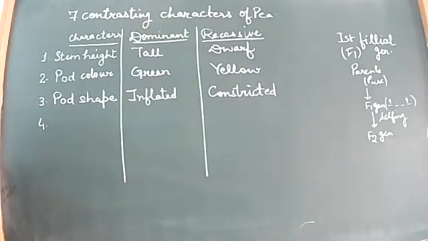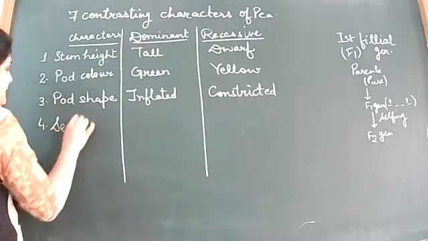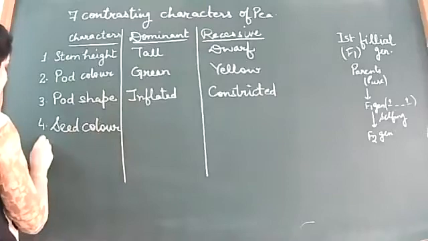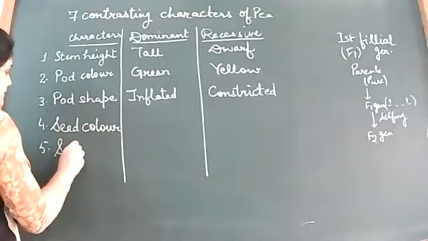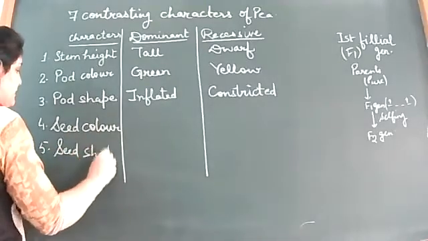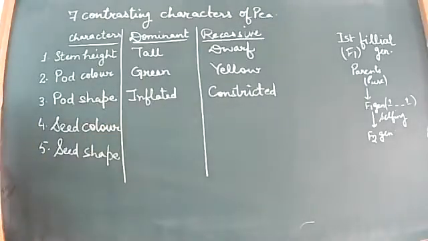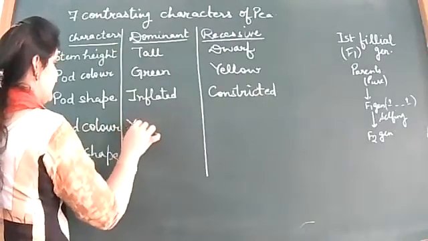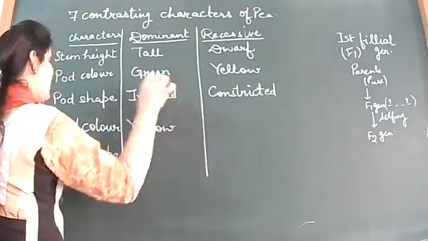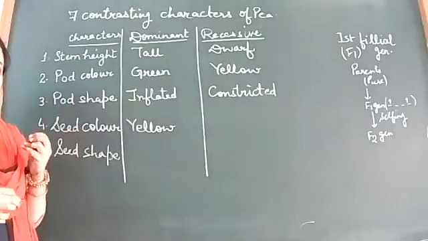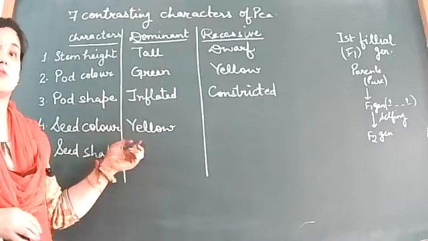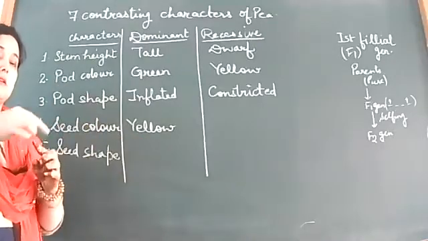Similarly, there are 2 features showing contrast for the seed, that is seed color and seed shape. As it was pod color, pod shape, now it is seed color and seed shape. So for the seed color, the dominant color is yellow. You will say that more of the pea seeds are green. When we eat them, they are green in color. But actually this yellow color is provided because of the peel. There is a covering around the pea.